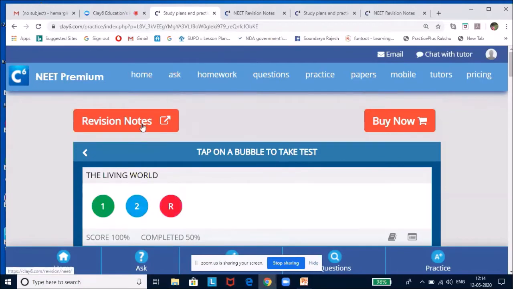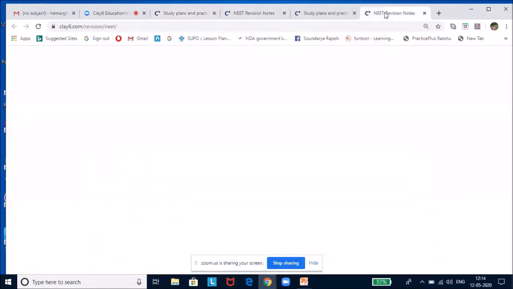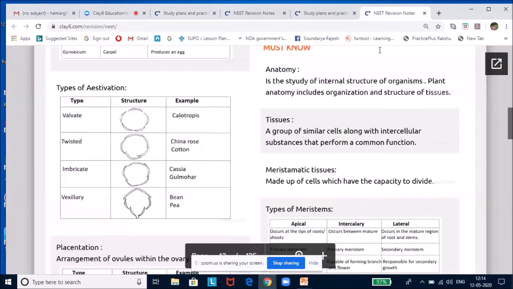If you click here, revision notes will pop up, and it is a comprehensive set of revision notes that has been prepared keeping in view the requirements of NEET. So it would be of great help if you are able to get one for yourself and prepare along with the package.